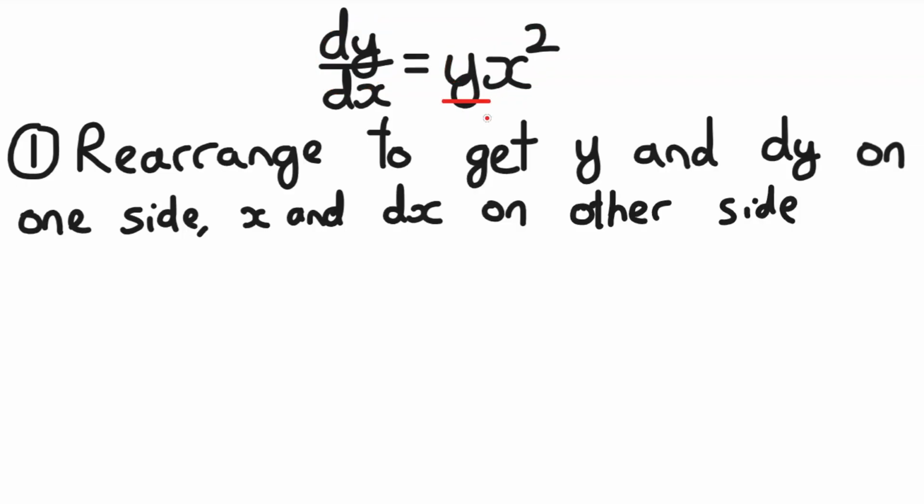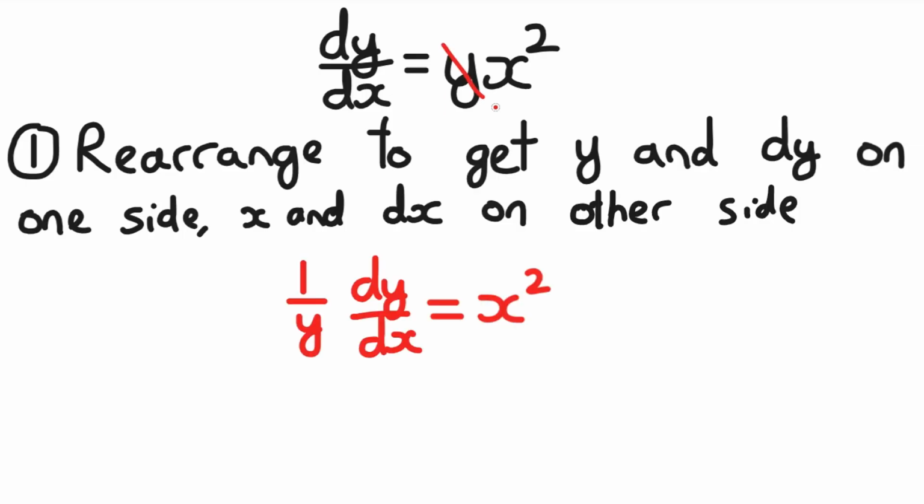So let's first focus on this y term here. We want to get this onto the other side. So what we're going to do is divide both sides by y, so therefore this y here will cancel out, and then on this side it will now be 1 over y, like this here, and then dy over dx, and this is equal to x squared, okay?